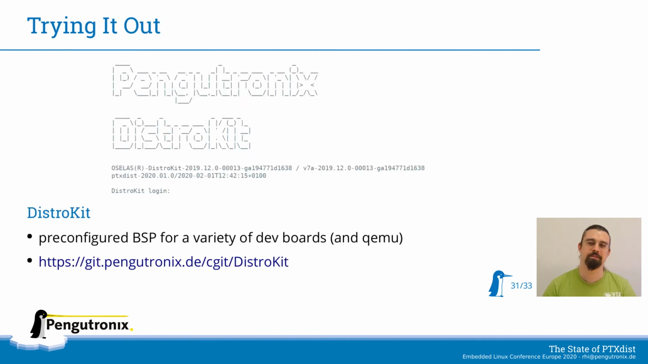If you want to try it out, you can have a look at DistroKit, which is a pre-configured BSP for a variety of dev boards. I think at least Raspberry Pi 1, 2, and 3, then some older development boards like the Nitrogen 6 boards. We also have a QEMU emulation for ARM vExpress, and also I think for some MIPS platform and x86 64-bit. And I think we're also having some 64-bit ARM v8. So you can use it to try PTXdist, or maybe just use it to build a BSP for your own development board. Have a look at this homepage here.